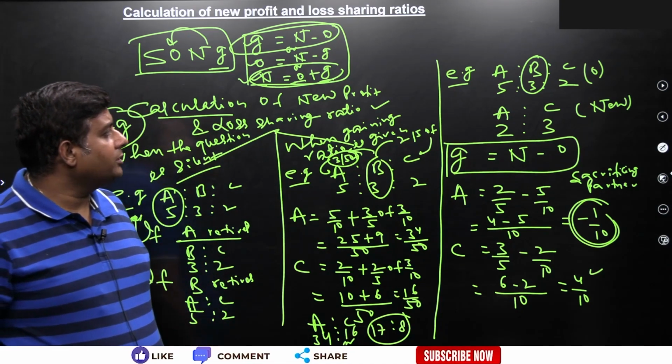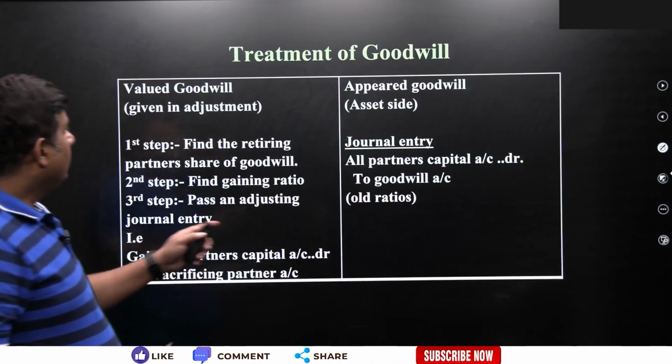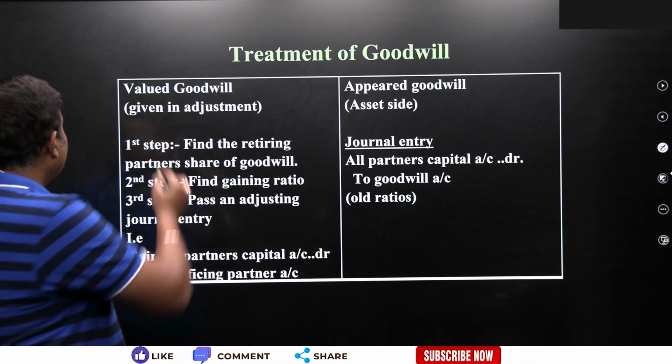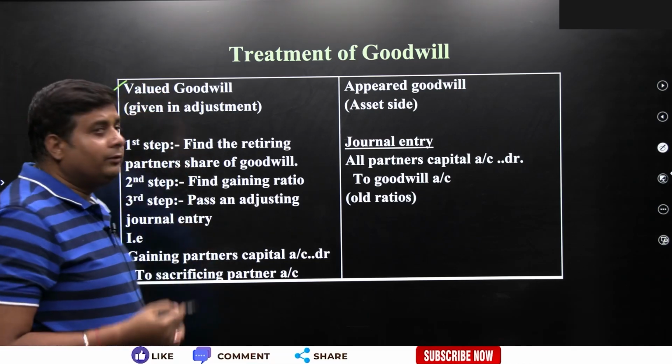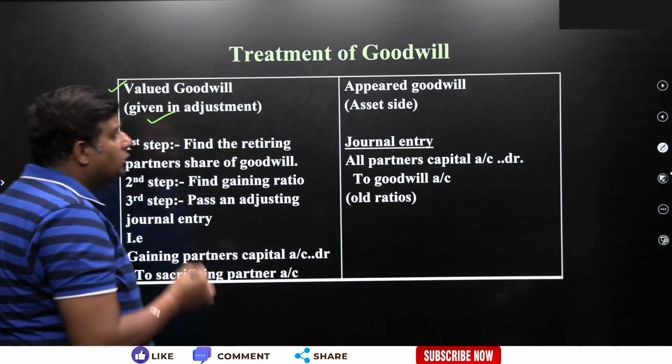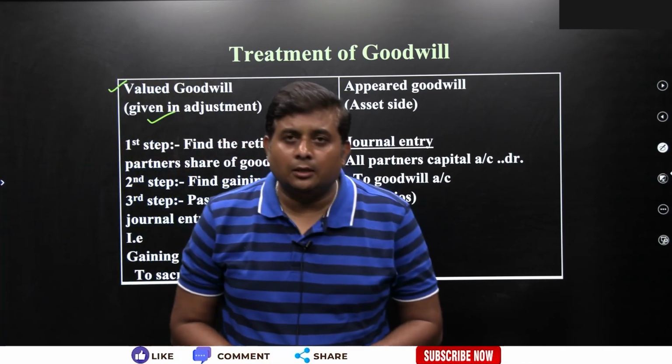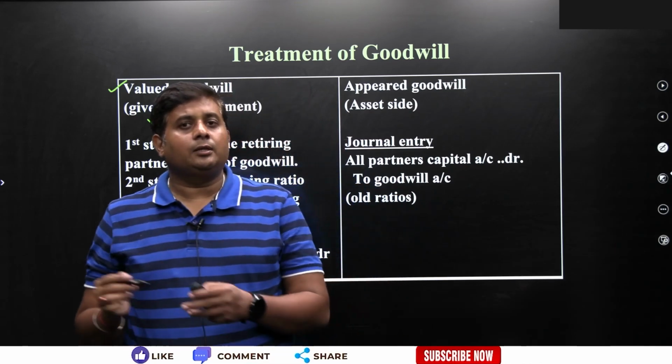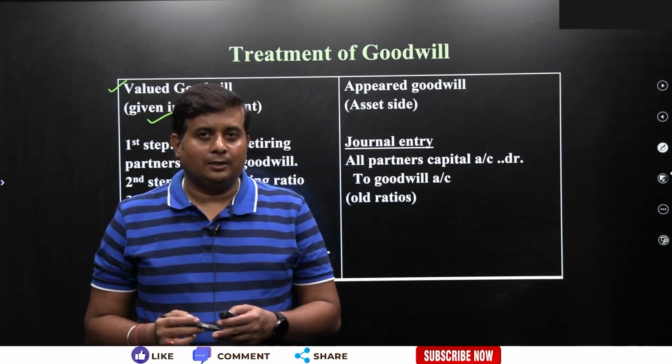Now, moving to the next concept. Now, what is the treatment of goodwill? If you talk about that, there are two types of goodwill, valued goodwill and appeared goodwill. So, valued goodwill must be given in the additional information, and as far as the appeared goodwill is concerned, this appeared goodwill is given in the asset side of your balance sheet.